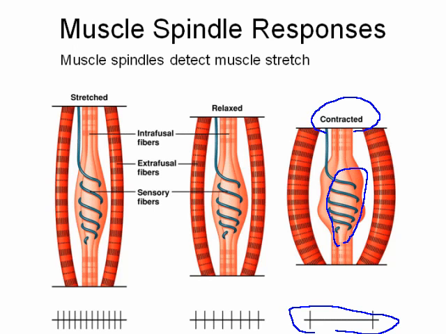Now, I mentioned before the intrafusal fiber and how important it is. It's one way of stopping a contracted muscle from totally silencing the muscle spindle. And we'll talk a little bit more about that in a couple of slides here.